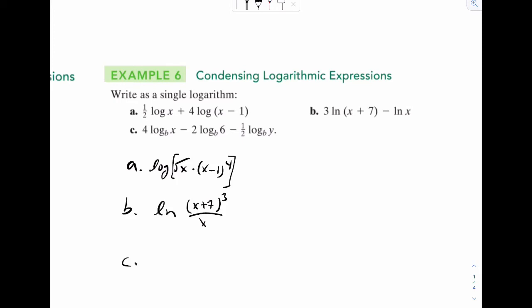And then the last one, log base b. Now for this I do it in pieces. This thing is positive, so I know that x to the 4th should be on the top. This thing is negative, so that 36 should be on the bottom. And the y is also negative, so that should also be on the bottom. So I'll make that root of y. And that's it.